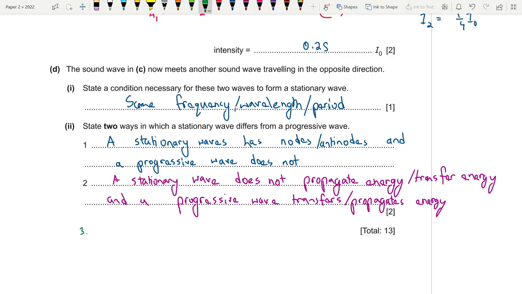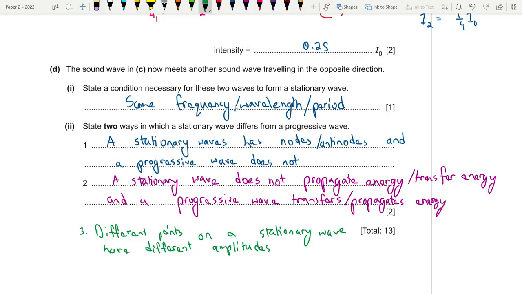Fine. Now, I was saying that basically, different points on a stationary wave have different amplitudes. But on a progressive wave, different particles may have different displacements, but all of them have the same amplitude. But in a stationary wave, we have nodes which have zero amplitude, we have antinodes which have maximum amplitude, and so on.